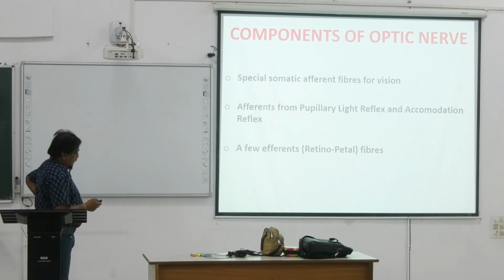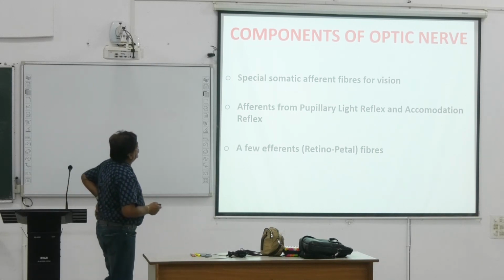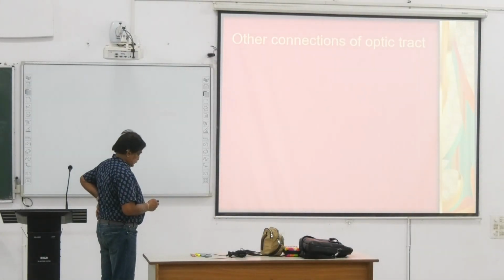Components of the optic nerve: special somatic afferent fibers for vision, afferents for the pupillary light reflex and accommodation reflex, and a few efferents, retinopetal fibers. Other connections of the optic tract.